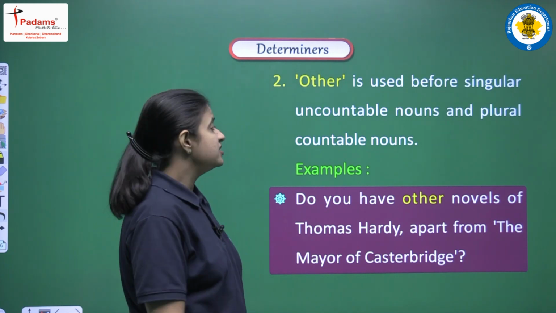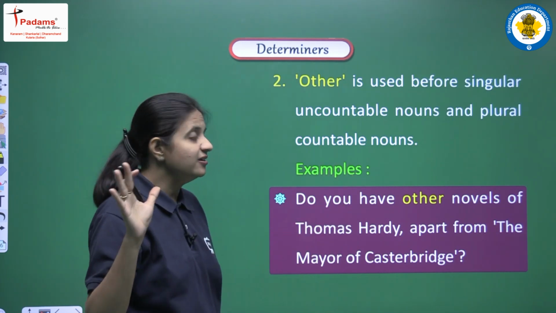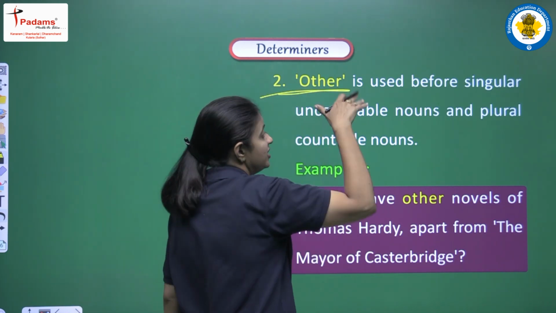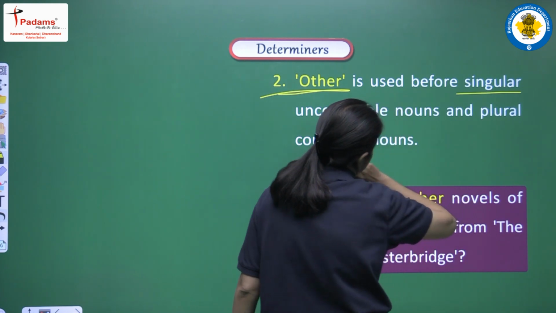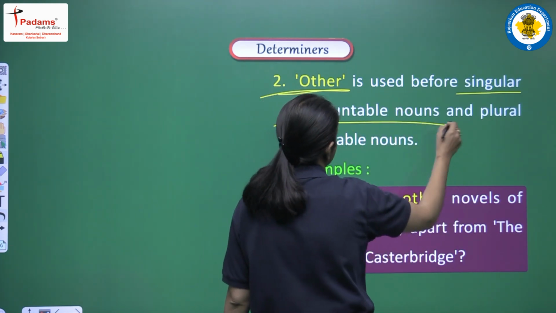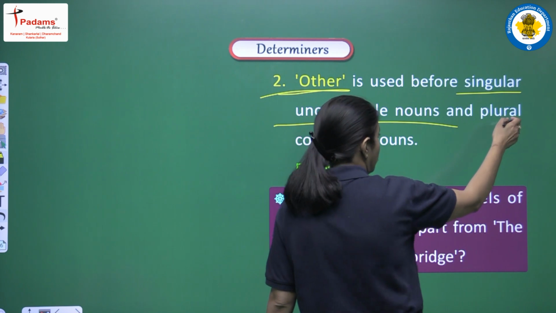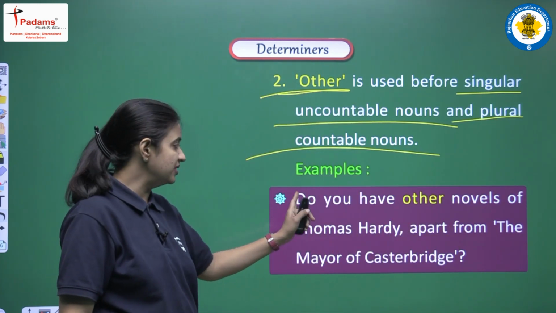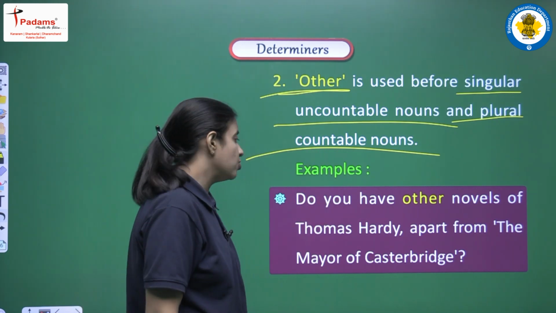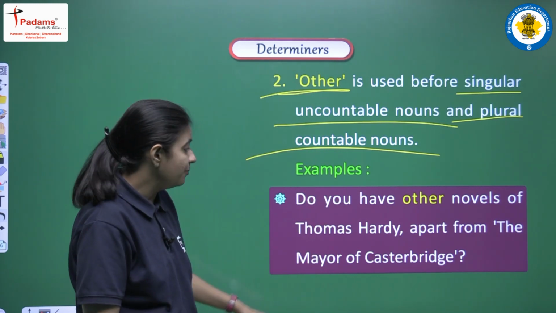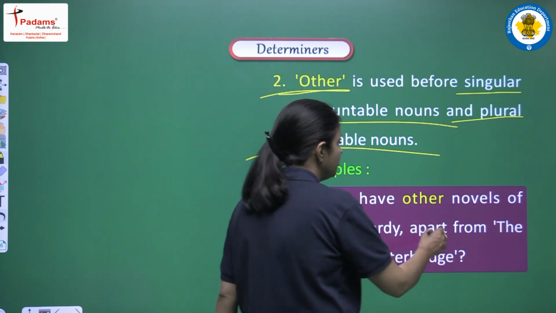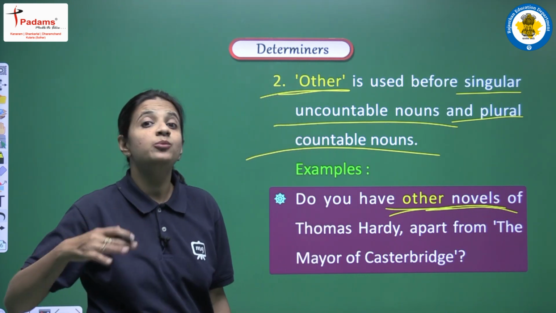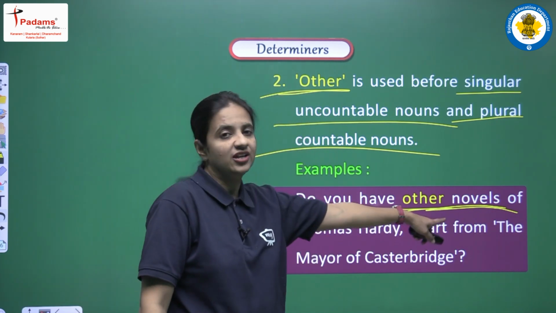Other is used before singular uncountable nouns and plural countable nouns. So if we are using other, it can be used in two ways. It can be used before singular uncountable nouns, or it can be used before plural countable nouns. How? Let's see the examples. Do you have other novels of Thomas Hardy apart from The Mayor of Casterbridge? Here we are using other before novels, that is a countable but plural noun, okay? So in this manner we can use other.